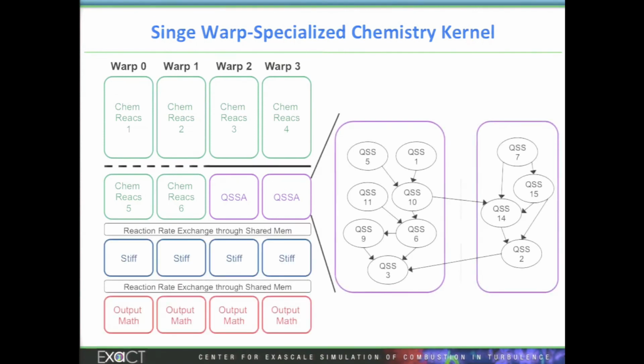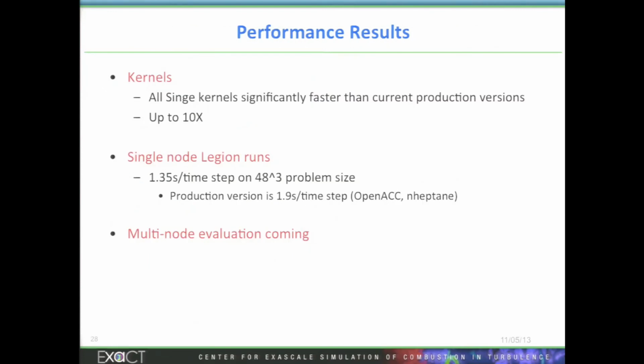And so the upshot is that in doing this kind of programming model exploration, we found that the chemistry kernels could run 10 times faster than they currently run, and that the overall production code S3D runs 30% faster on a single node than the OpenACC version with a very large mechanism. And so they're currently in the process of scaling that up to the full size of Titan and looking at multi-node evaluations. So I'll stop here.